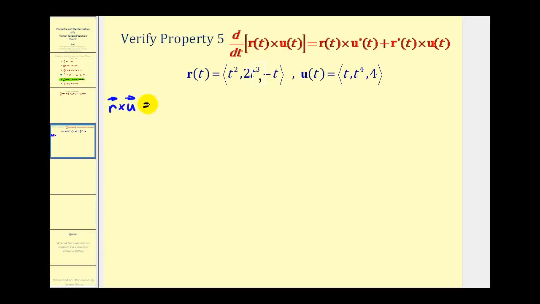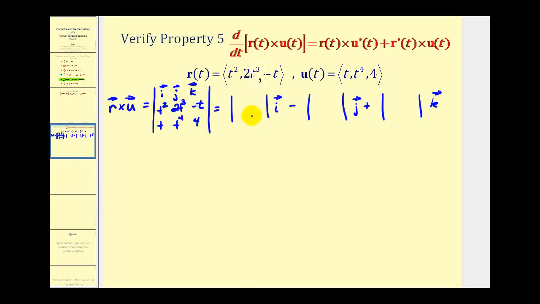We'll do this by evaluating a 3 by 3 determinant where the first row will be the i, j, k vectors. The second row will be the components from the vector-valued function r. So we'll have t squared, 2t cubed, and negative t. The third row will come from the vector-valued function u, so we'll have t, t to the fourth, and 4. And we'll evaluate this by using the cofactor expansion method.